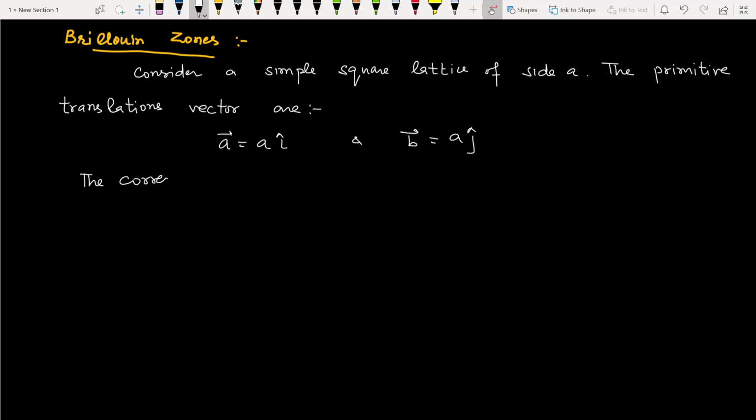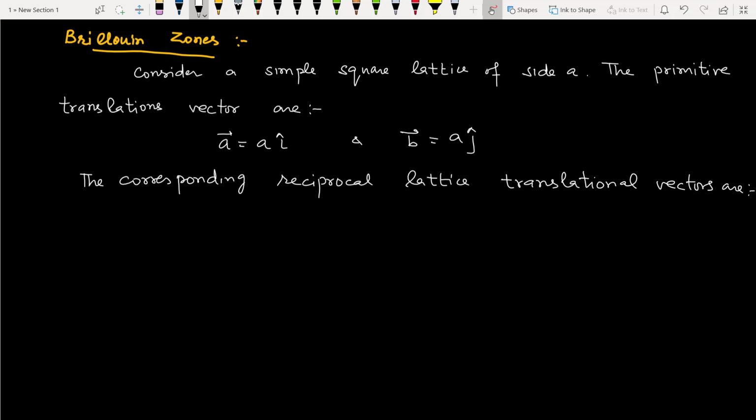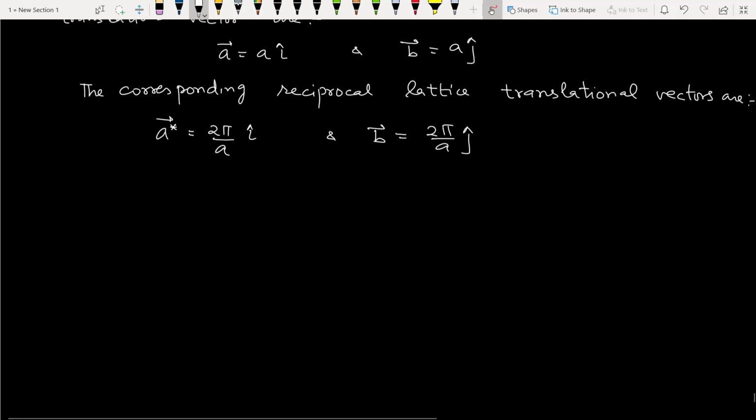So the corresponding reciprocal lattice translational vectors are: a star is 2 pi by a i cap, b star is 2 pi by a j cap. We have derived the reciprocal lattice vectors in one of the previous questions as well.